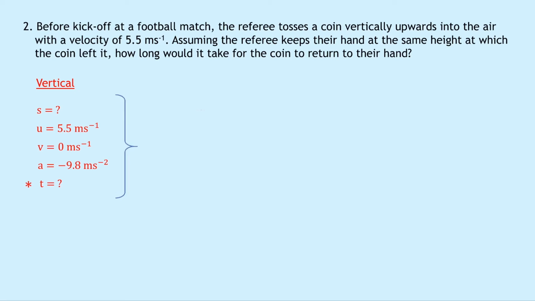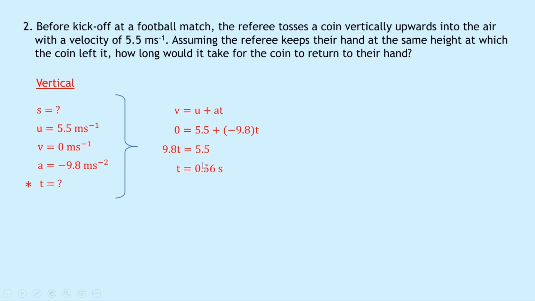So we can use the equation v equals u plus at, and so substituting in the numbers, we get 0 equals 5.5 plus minus 9.8 times t, and now adding the 9.8t over to the other side, we get 9.8t equals 5.5, and now dividing both sides by 9.8, we get t equals 0.56 seconds.